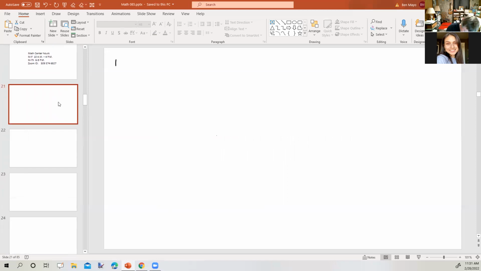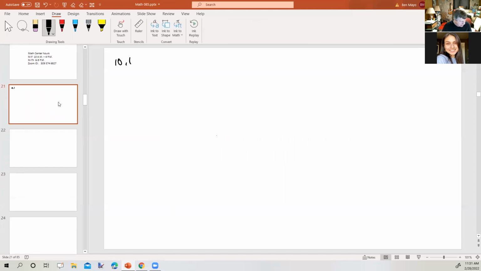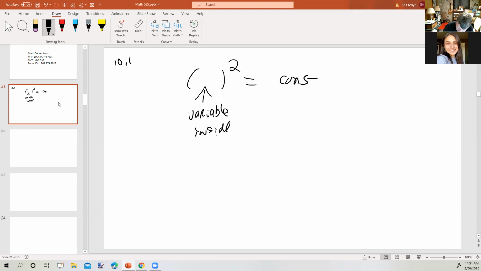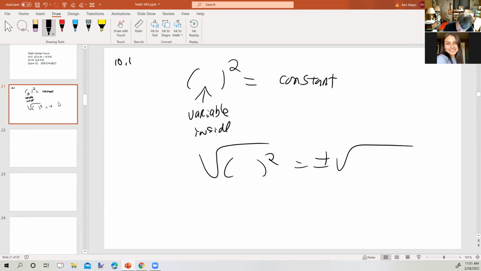Let's see, section 10.1 was the square root property and completing the square. For the square root property, you want to get it in the form where you've got a perfect square with a variable inside on one side, and over here, a constant. And then you take the square root of both sides. Don't forget the plus or minus on the right-hand side, which then you need to write separately in WebAssign, okay? Any questions about that square root property?